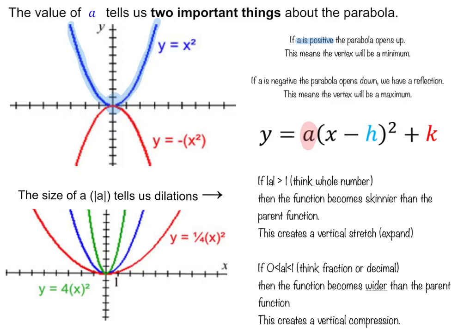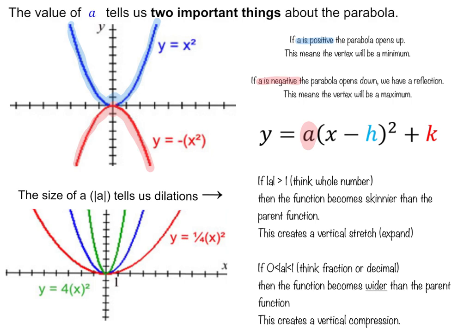However, if the A is negative, then the parabola is going to open down. And if it opens down, this is what we call a reflection. This means that the vertex will actually be a maximum point instead of the minimum.